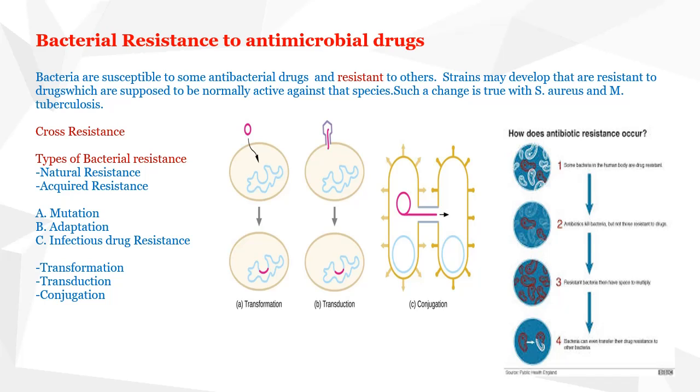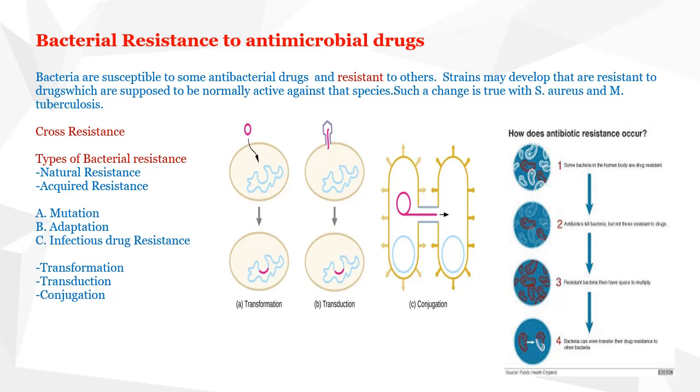It is also possible that the bacteria can show a complete cross resistance or a partial cross resistance. For example, in the case of aminoglycosides, you have drugs like gentamicin, kanamycin, neomycin, and streptomycin. If a bacterium is found to be resistant to gentamicin, then it is also resistant to kanamycin, neomycin, and streptomycin, but not vice versa. This is partial cross resistance.